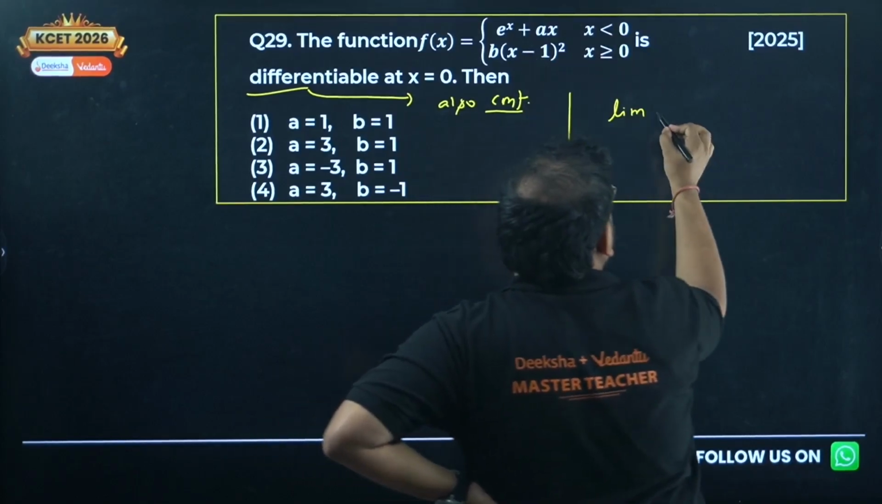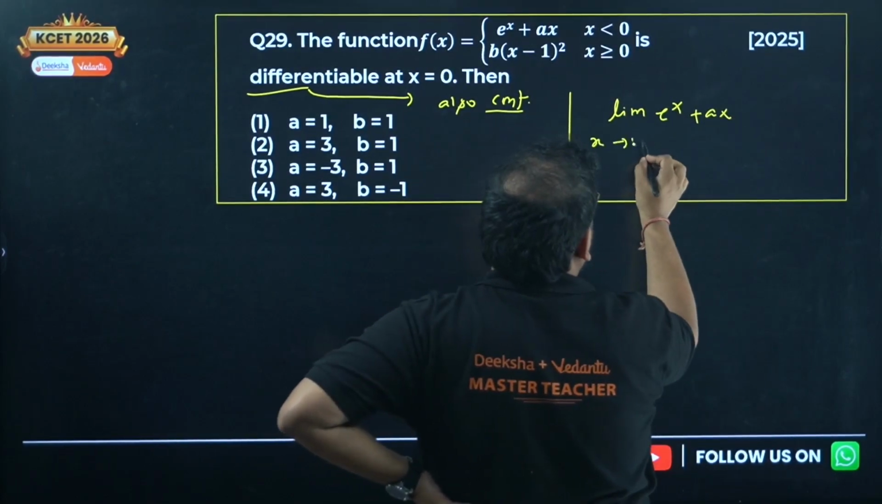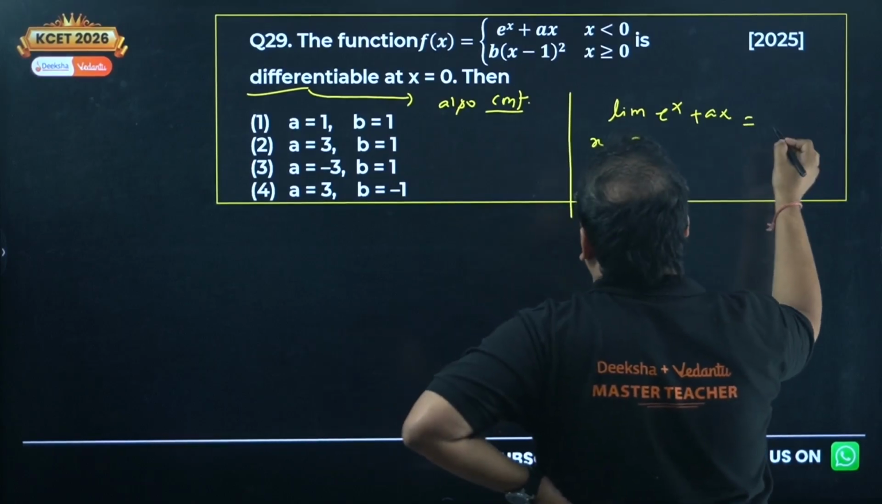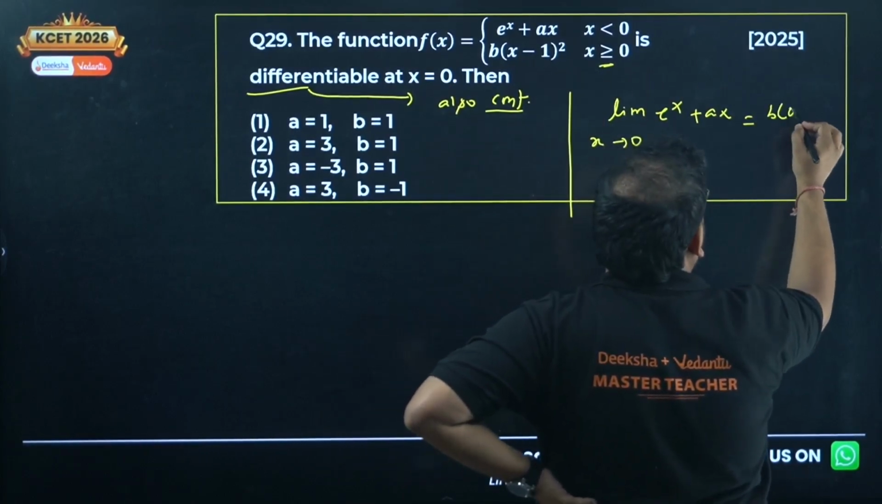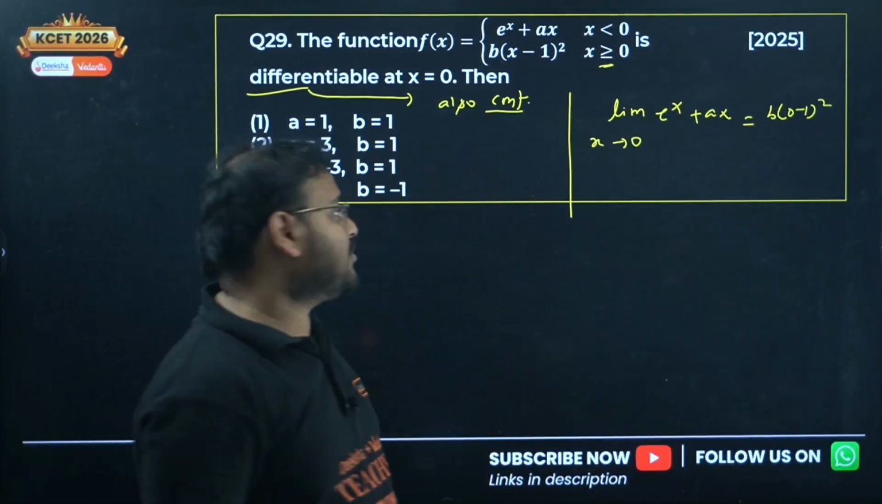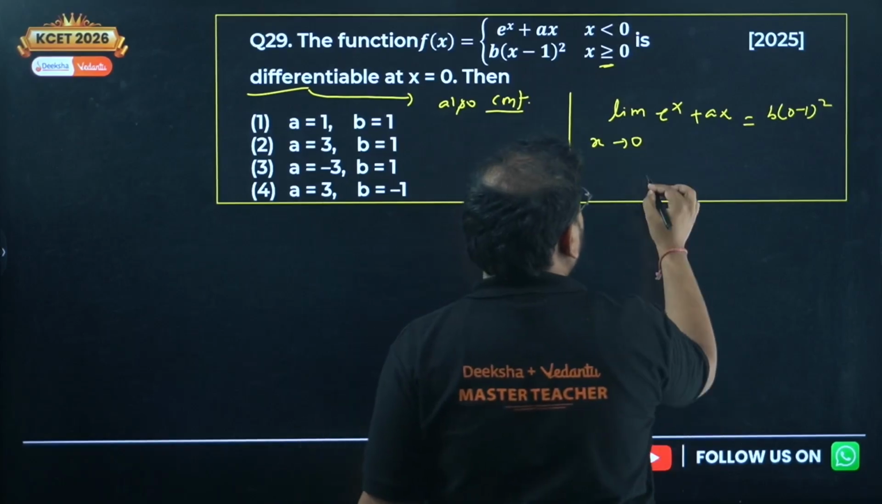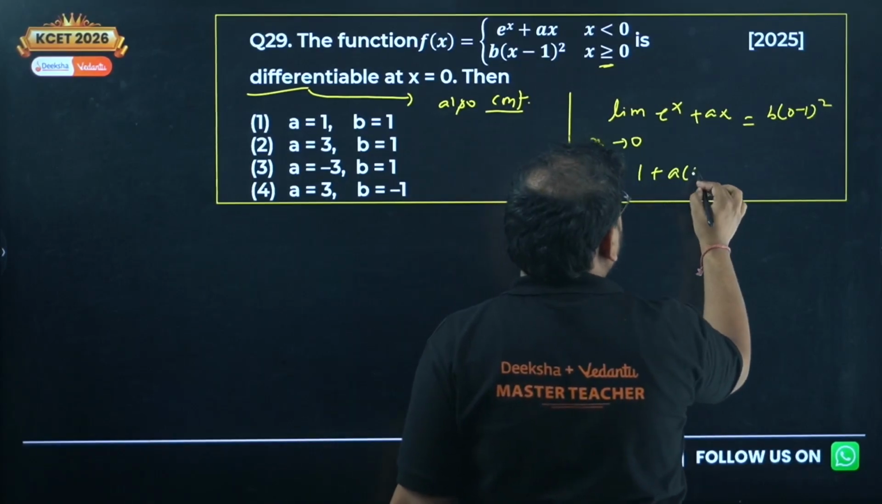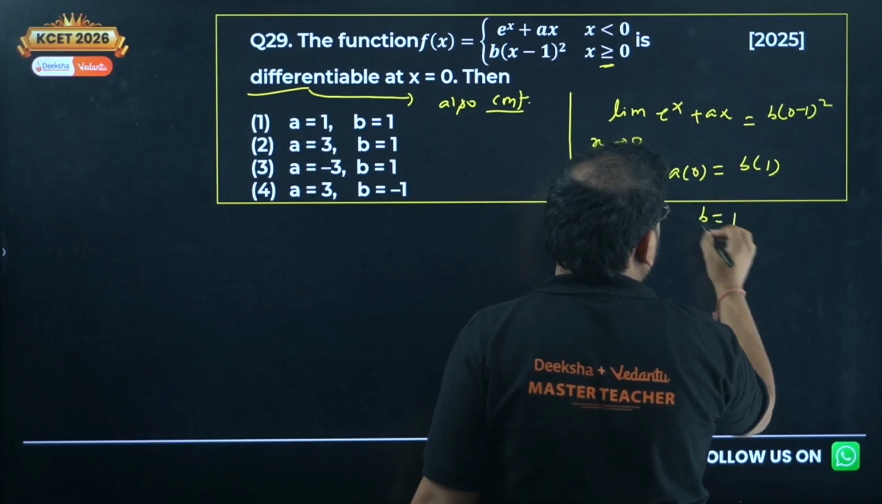I'll go with this. e^x + a^x, x tends to 0, equals f(0). So we have the equality over here. They'll become b(0 − 1)². Why only that we can take? Because you can see this is not an indeterminate form. I can put it back over here. e^0 will be 1 and a into 0 will be 0, so b into 1. So I'm getting the value of b as 1.